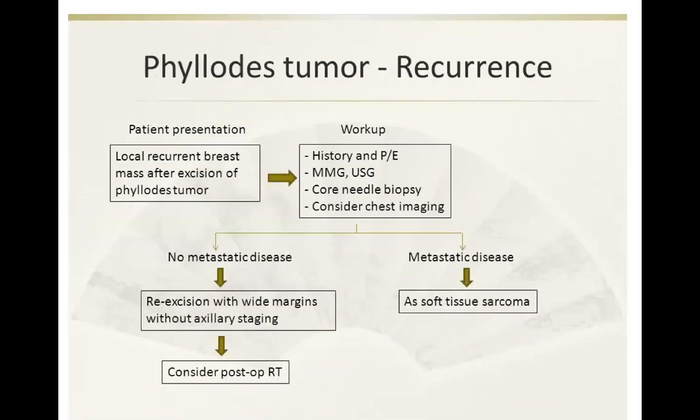What to do if the Phyllodes tumor recurs? Well, you will do all the triple assessment workup. You will check for the metastasis. If the disease has not metastasized, you can choose re-excision with wide margins and consider post-op radiotherapy. But if it is a metastatic disease, you will treat it as soft tissue sarcoma.